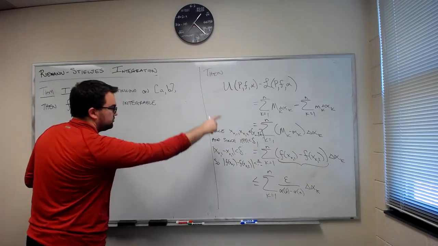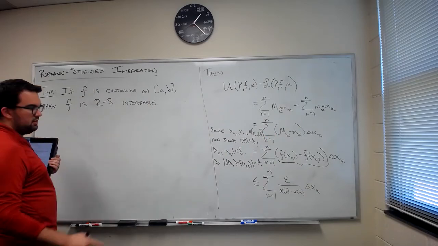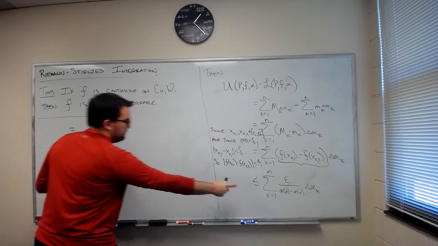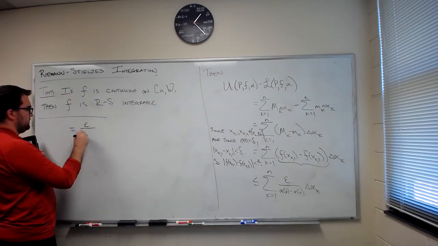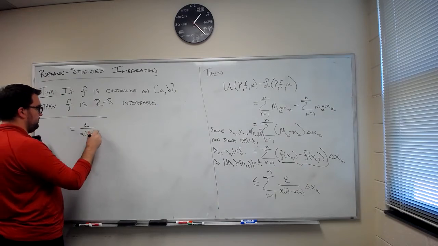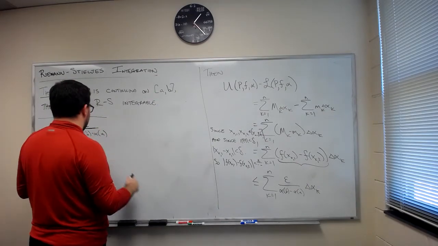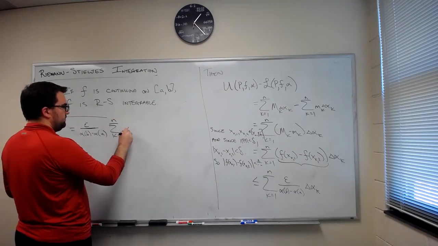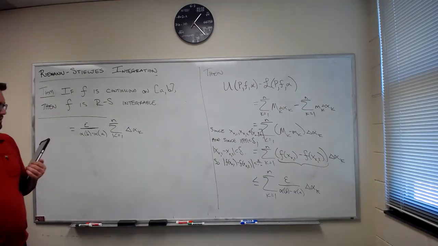And I'm just going to continue this string of inequalities I have going here. So if I look at this, this expression here is equal to, I could just pull out epsilon over alpha of b minus alpha of a, because it's independent of k now. Okay, and I get this.